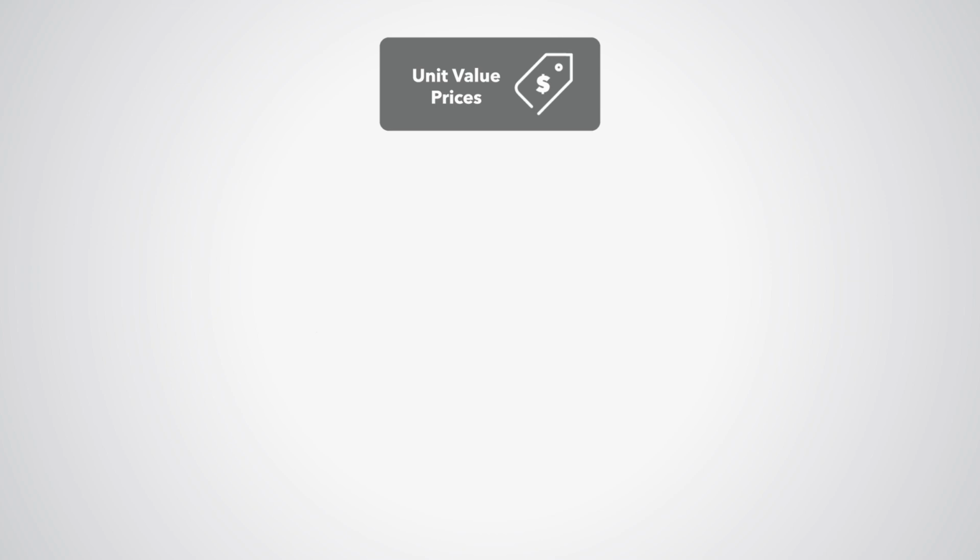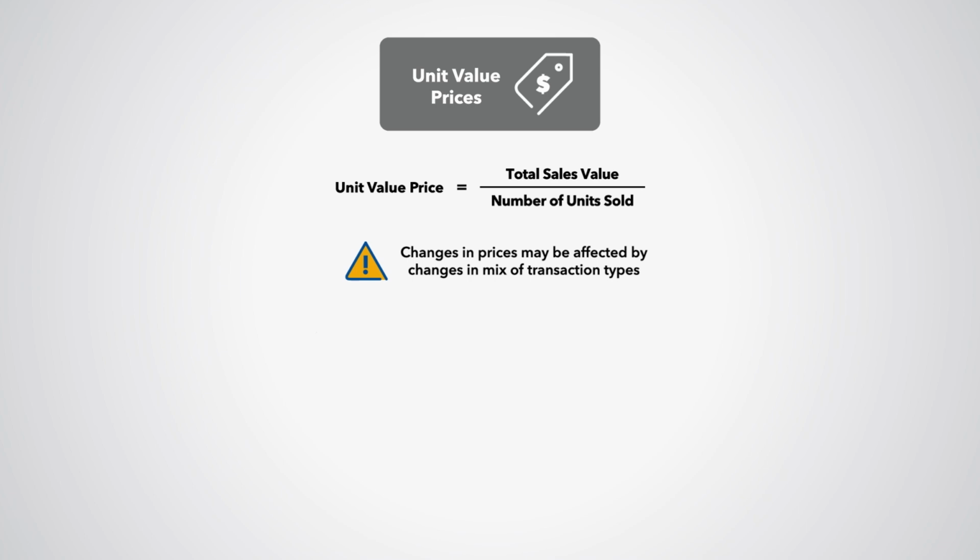Next, let's explore unit value prices. A unit value price is calculated as the total sales value generated from all transactions divided by the number of units sold. This approach is flawed because changes in these resulting prices may be affected by changes in the mix of types of transactions that are included in each period.